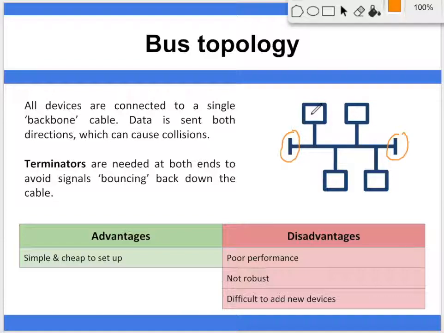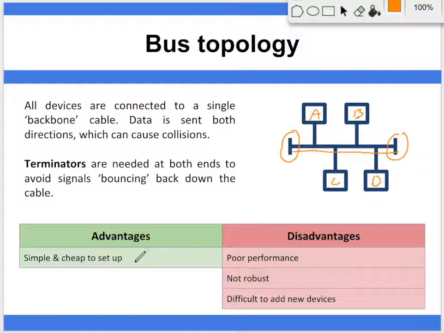We have computers on the bus topology, so let's just label these up. These could also be devices as well, so they don't just have to be computers, they could be printers, mobile phones, etc. And we have one cable running through the actual topology as well.